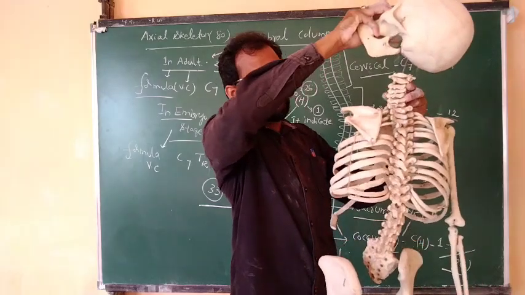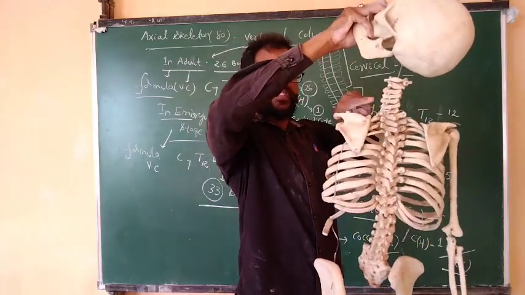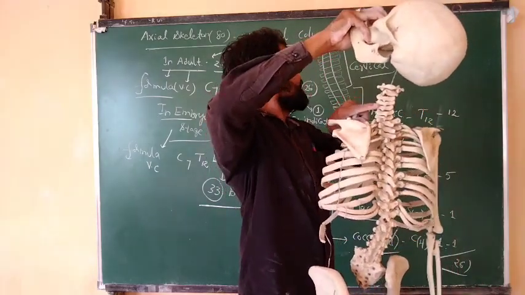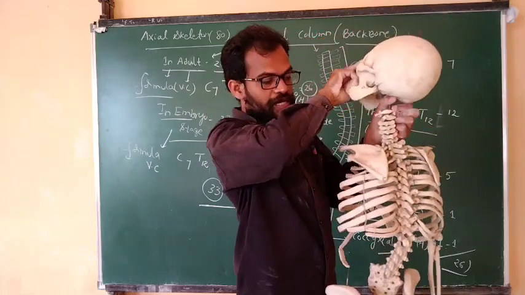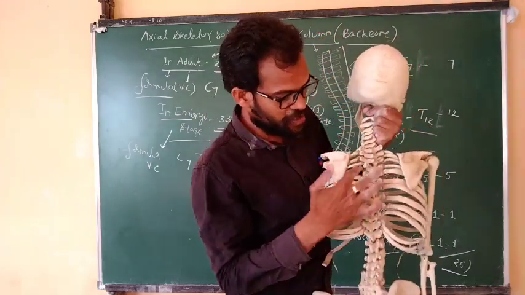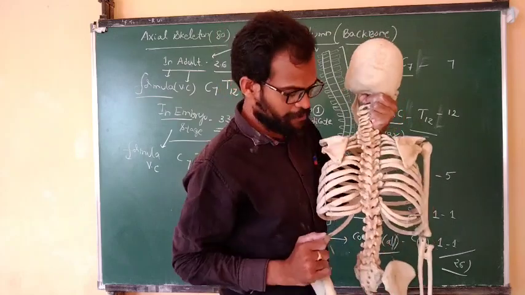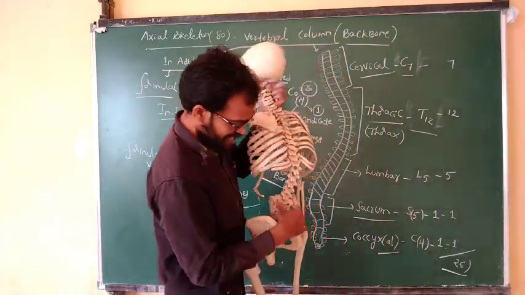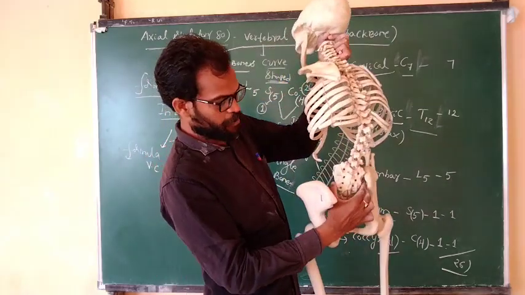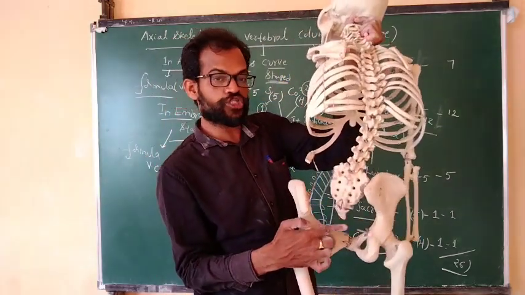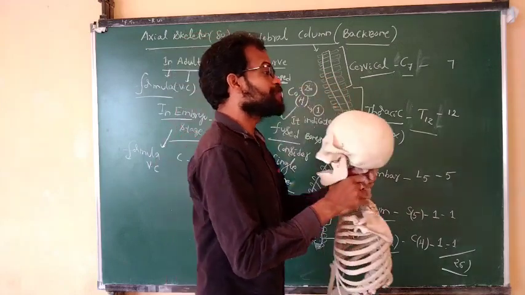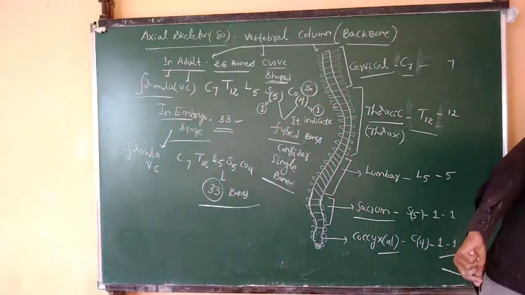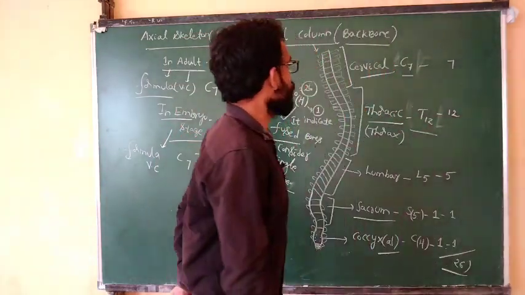The first one indicates cervical bones. Next, thoracic bones. Next, lumbar bones. Next, sacrum bones. The last part is the coxal bones.